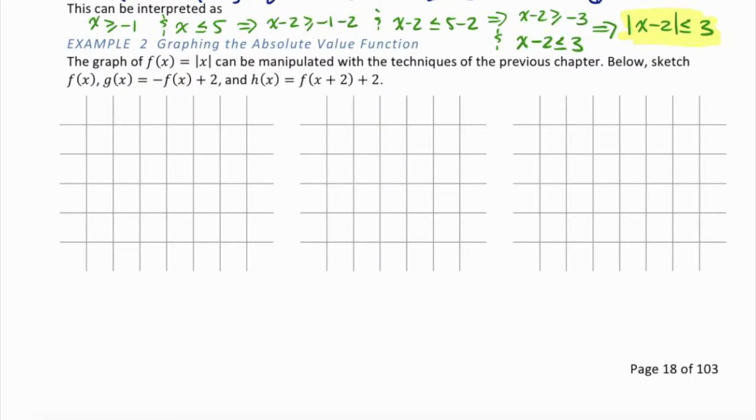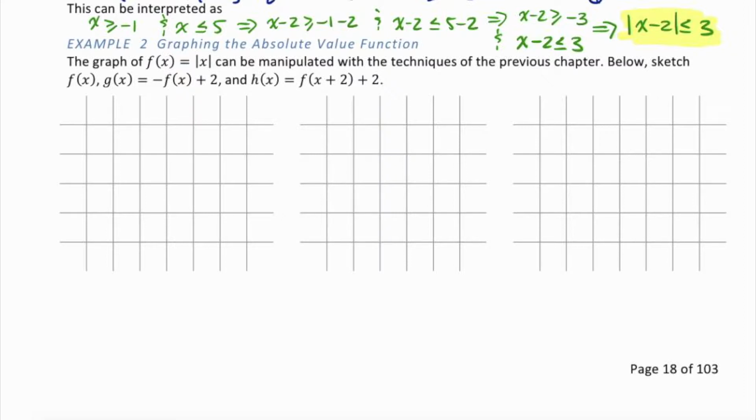So if you notice here, our original absolute value will become negative. That's a vertical flip, so a flip with respect to the x-axis, and then it's going to be shifted up 2 units. The graph of h of x is going to be shifted, so notice here we shifted 2 units to the right, so here we're going to shift 2 units to the left, and then we're going to raise this up by 2 as well.